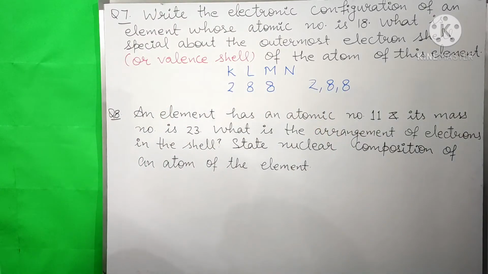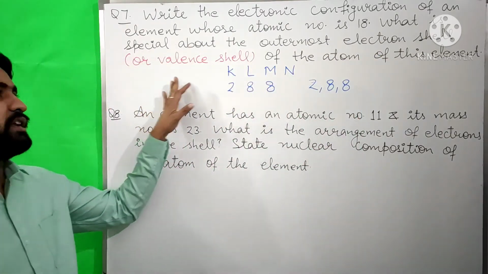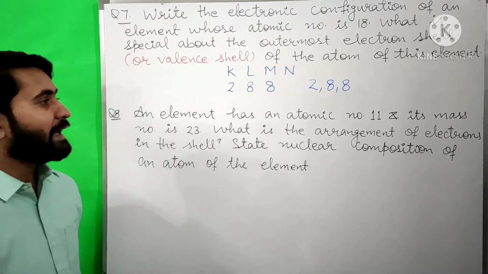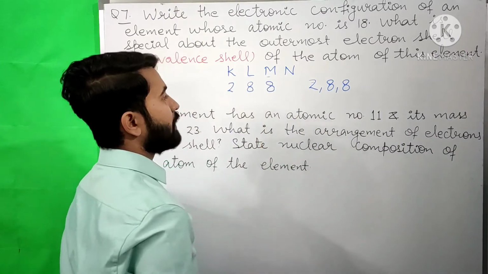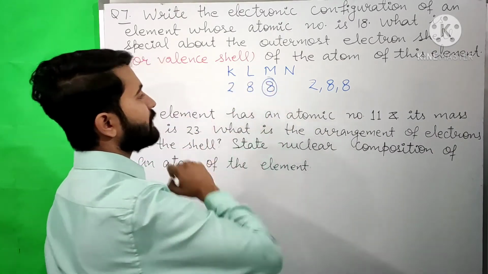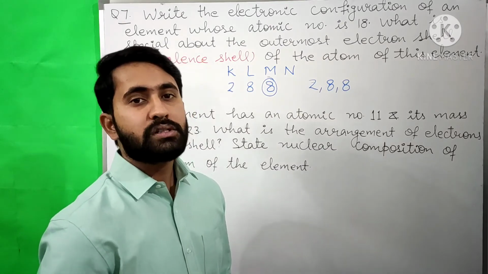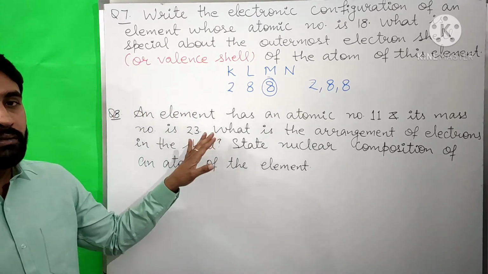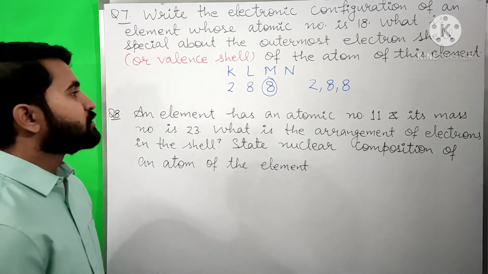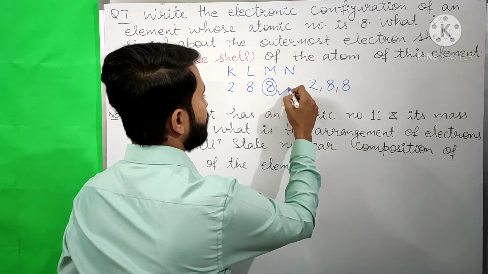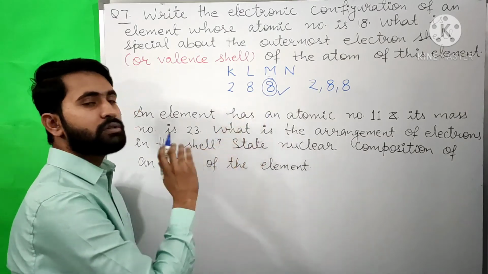Now what is special about the outermost electron shell or the valence shell of the atom of this element? As we can see here, the outermost shell, that is the M shell, has 8 electrons in it. So we have read that the atom is most stable when the outermost shell of an element has 8 electrons in it. So the outermost or the valence shell of this atom is complete. So this atom is most stable.